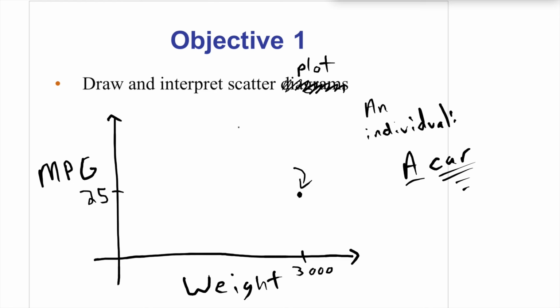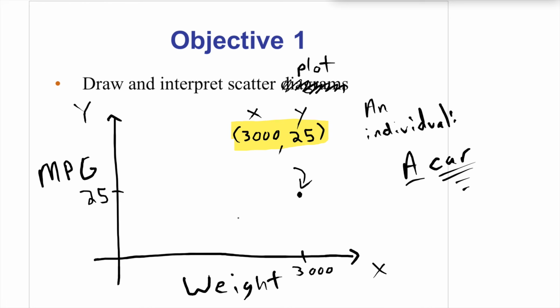And just as a reminder, when you are writing the coordinates of a point, the coordinates being a value for the x-axis and the y-axis, the way you write this is you write the x value first and the y value second. So I would represent this car with (3,000, 25). And that's a car that has a weight of 3,000 and a miles per gallon of 25.